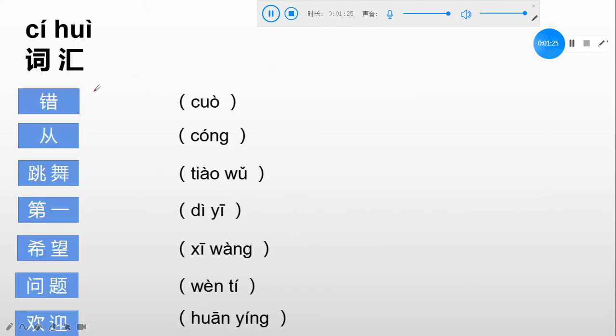Okay, this page has 7个词汇. First one, 错, 错, 意思是 wrong or incorrect. 错. Do you remember right or correct? That is 对. So 错 and 对. Alright, next word, 从, 从, 意思是 from. We say 从. Number 3, 跳舞, 跳舞 means to dance. Sometimes 跳舞 can also be used as a noun, which means dancing. Okay, number 4, 第一.